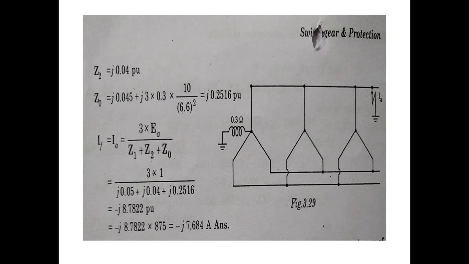Now again we have to use the same formula for fault current. IF is equal to IA is equal to 3 into EA upon Z1 plus Z2 plus Z0. You have to put the values of Z1, Z2 and the new value of Z0, and you will get the current in per unit, that is minus J8.7822, and by using the base value of current, 875 ampere, you will get the actual value of the fault current, which is equal to minus J7684 ampere. So thus we have used the sequence components.